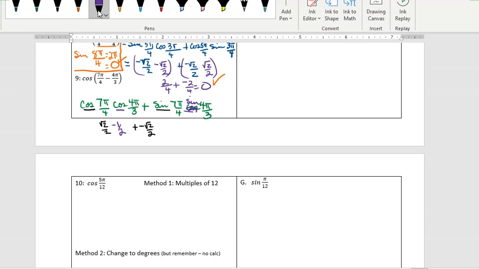The sine is going to be square root of 3 over 2. Now, several of the kids picked up on this today and they said, I know I can do this and not have to break it down by pieces.